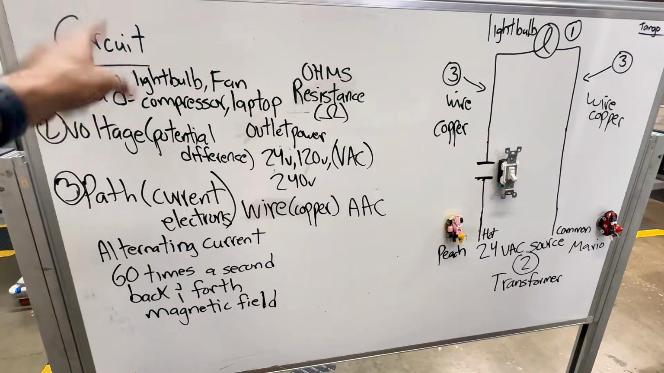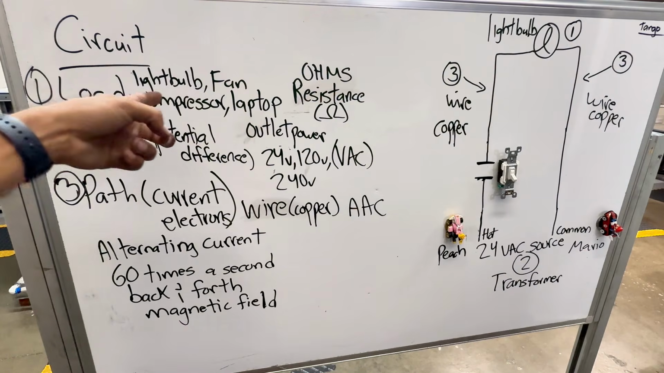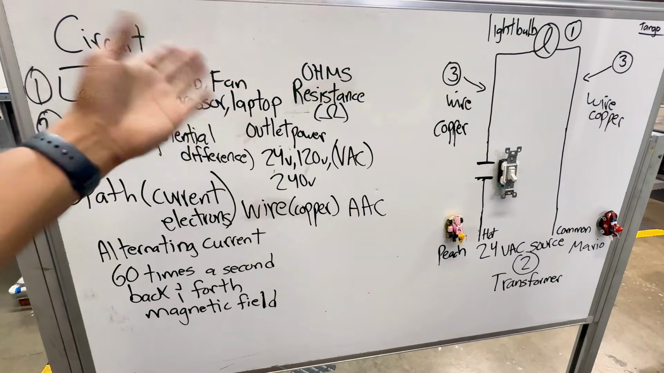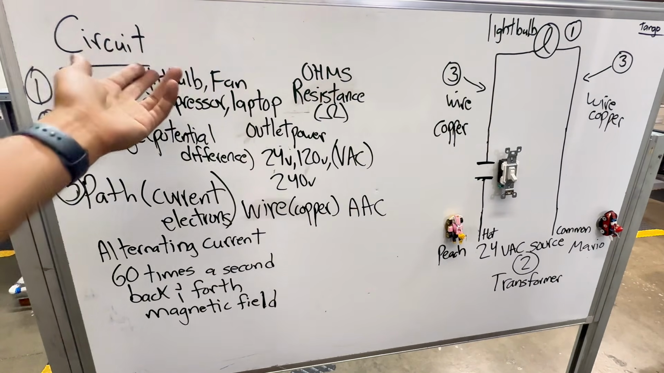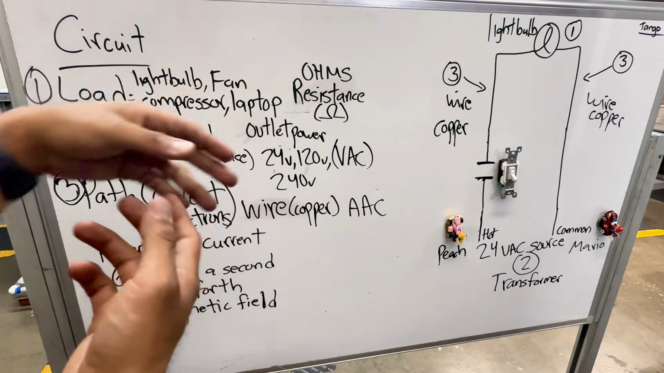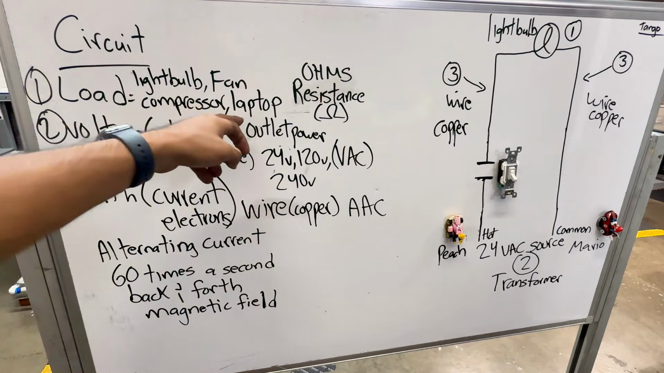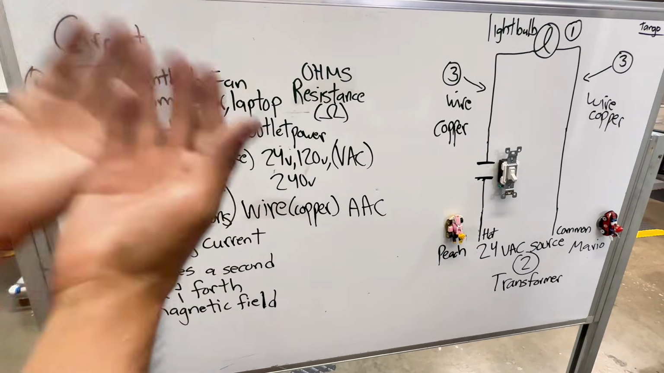So to have a functioning circuit, you need three things. You need a load, you need voltage, and you need a path. So what's an example of a load? Well, a light bulb, a fan, a compressor, a laptop. A light bulb, you send power to it, the light turns on. A fan, you send power to it, it spins. The compressor, you send power to it, it pumps. You send power to the laptop, it charges.